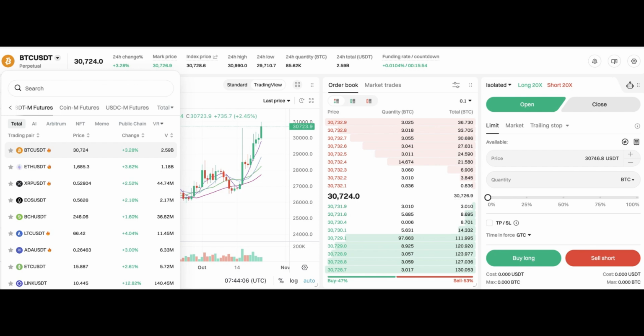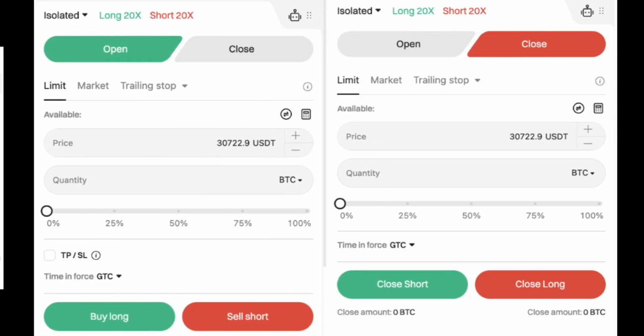To quick start, navigate to the Spot section within the Trade tab to explore available trading pairs. After selecting your desired pair, input the amount and choose the type of order, like buy or sell, to execute your trade.